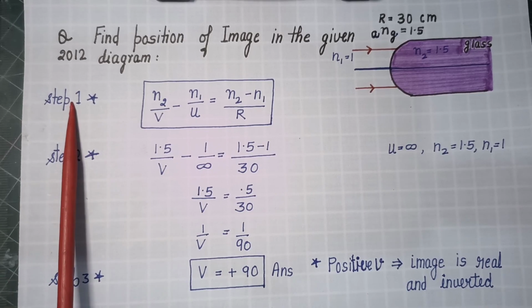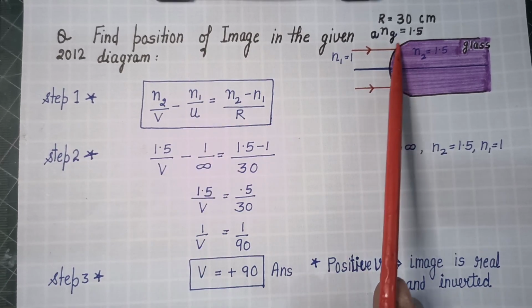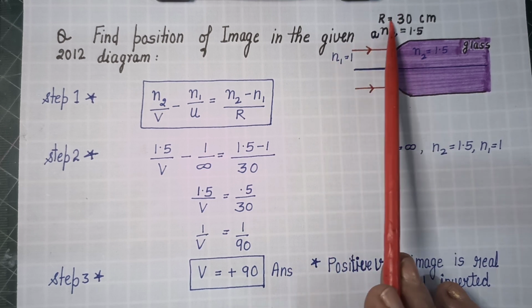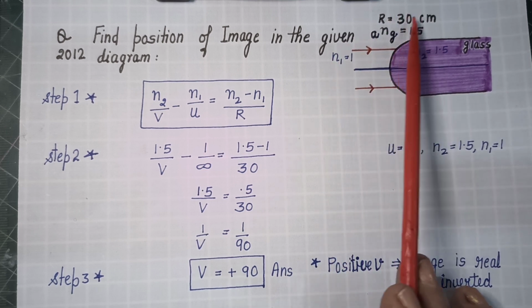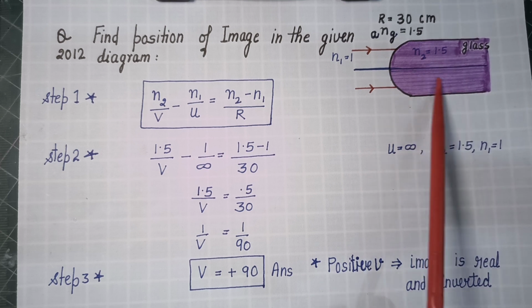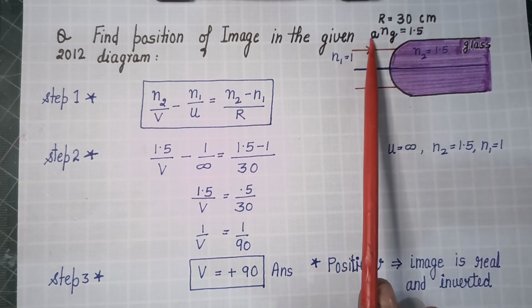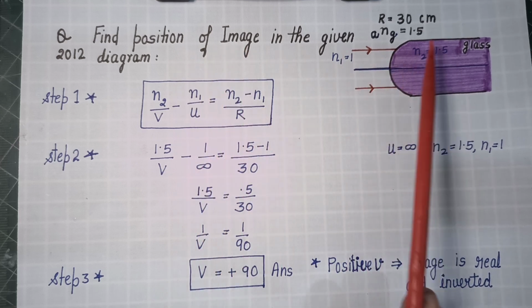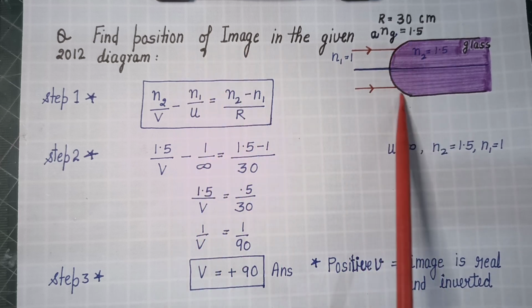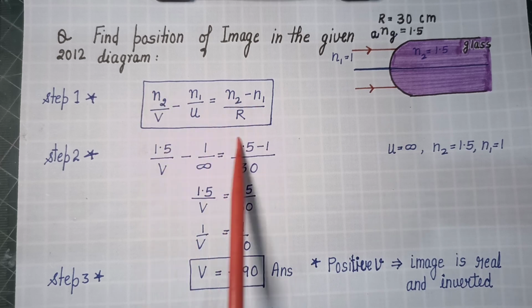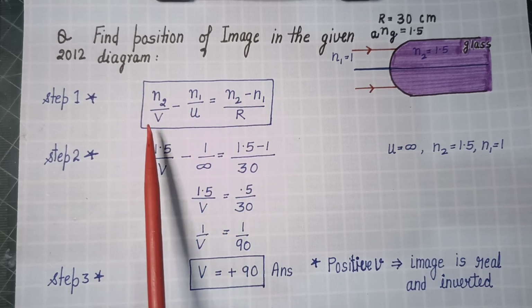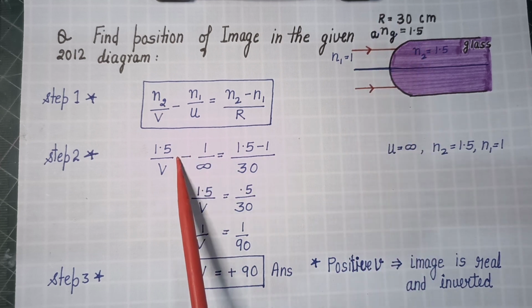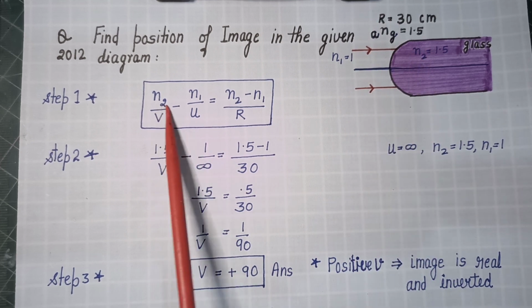Then in 2012 again a question was asked from refraction through a single surface, and this question says that the radius of curvature of this spherical surface is 30 centimeter, the refractive index of this medium is 1.5, the surrounding medium is air, then find the position of the final image formed by refraction through this surface. Very first thing, write the formula used. Then the second step to represent your answer in your board exam is to substitute. Show the substitution of values in the formula.